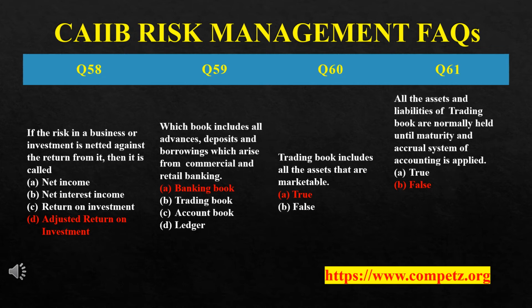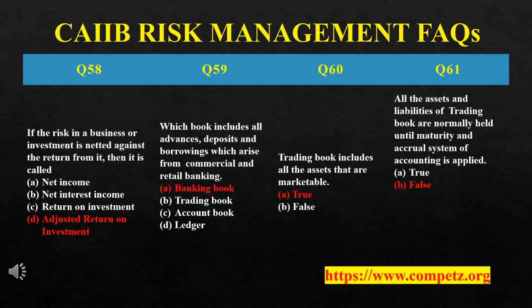So why is it that? If the return from a business or investment is netted against the risk, then it definitely reflects the risk adjusted return on investment. However, the word netted may not be fully appropriate in this context, as the risk adjustment could be calculated in an integrated way. I'm just explaining in short why the answer is adjusted return on investment.